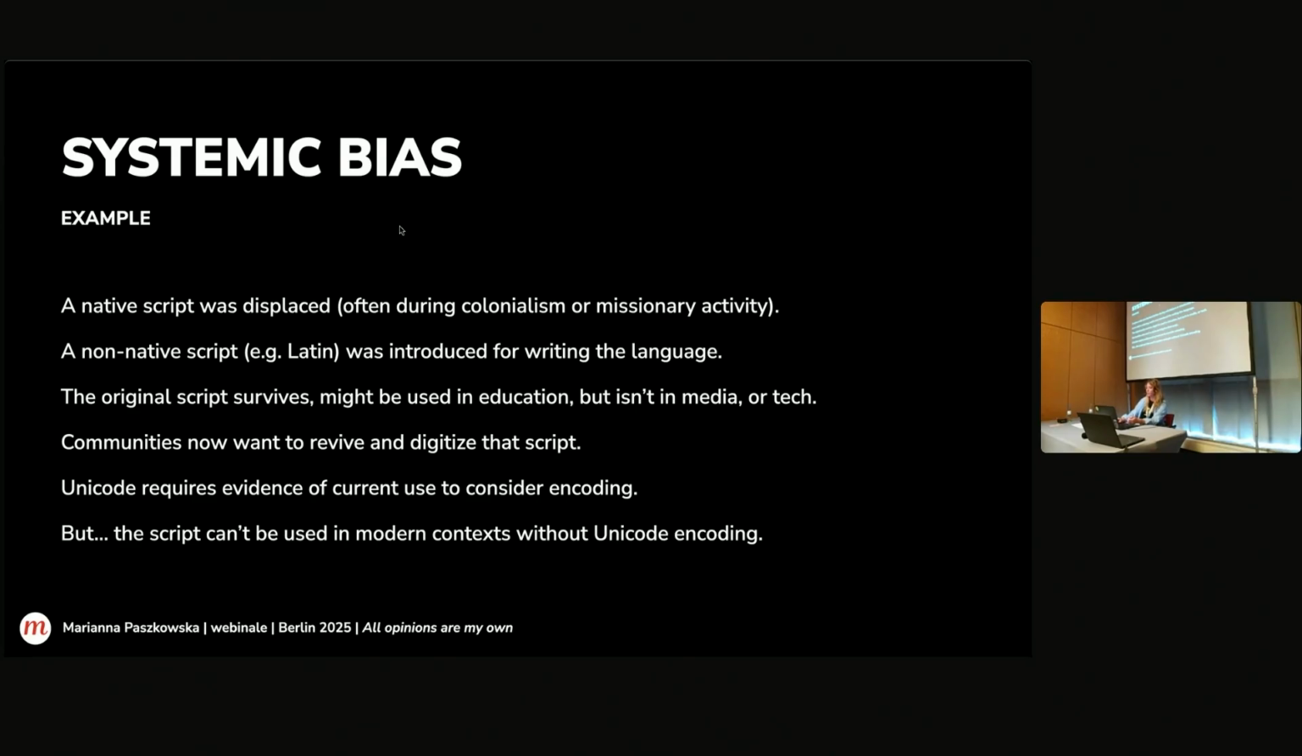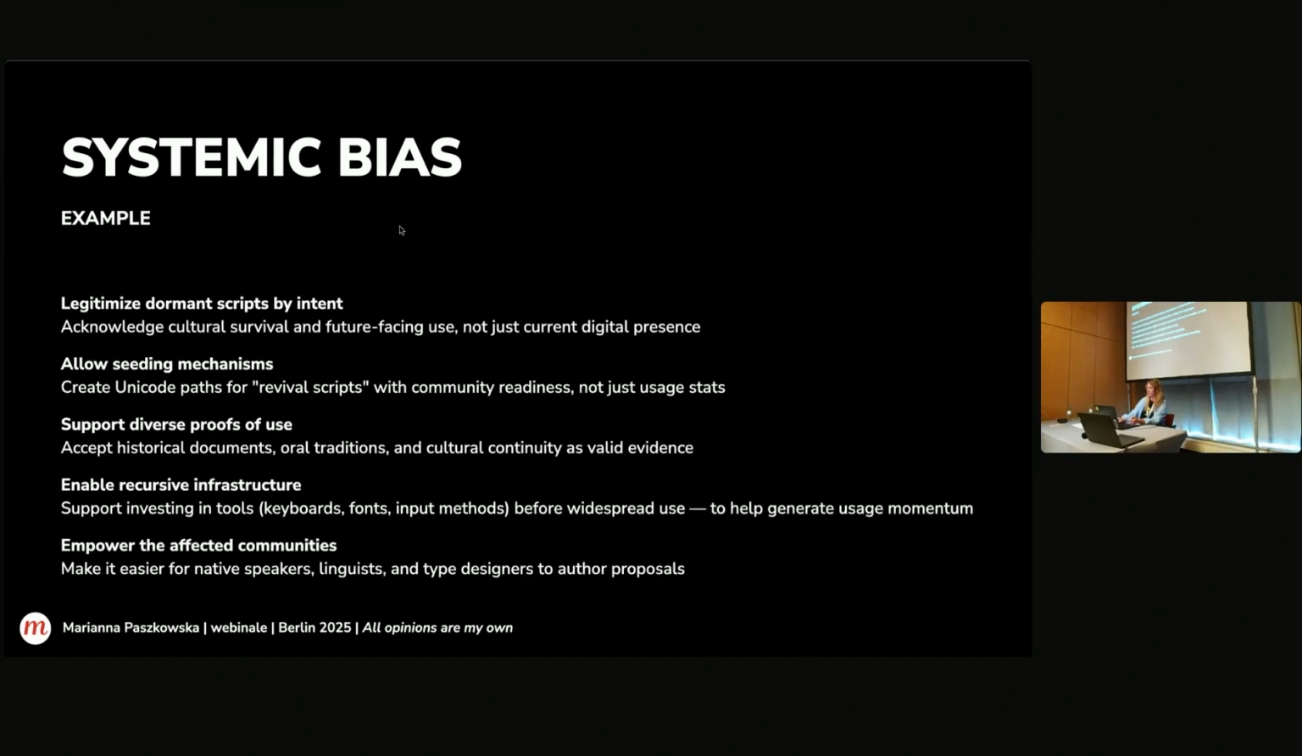Today, communities want to revive and digitize these scripts. They want to read, write, and reclaim them in modern media. But here's a trap. Unicode, that system that encodes digital scripts, requires evidence of active ongoing use. And yet these scripts can't be used in the digital world until they are encoded. So this is a self-reinforcing loop of systemic bias. What is not visible digitally is treated as if it doesn't exist and therefore doesn't qualify to be seen. That leaves: no usage, no encoding, no usage.